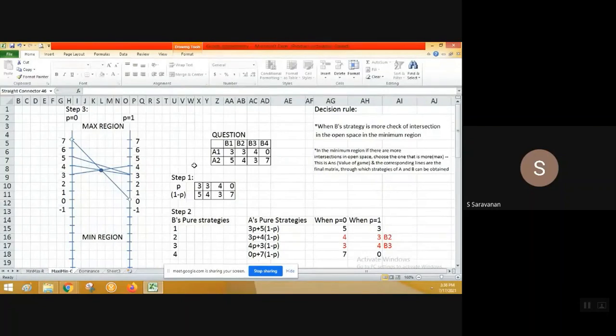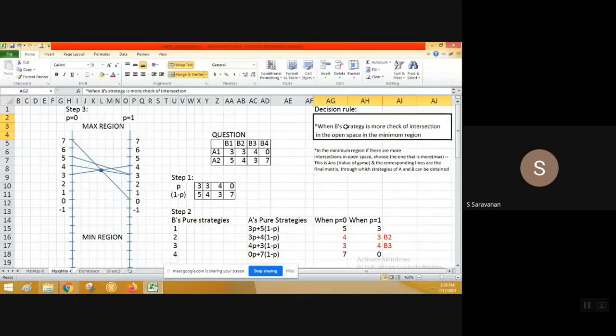Okay, decision rule, right? When B strategy is more, we have to check for an intersection in the minimum region. In the earlier problem, we checked for intersection in the maximum region, that is A's region, right? When B strategy is more, we need to check for intersection in the minimum region. So in the minimum region, there is only one intersection. So that is the answer.